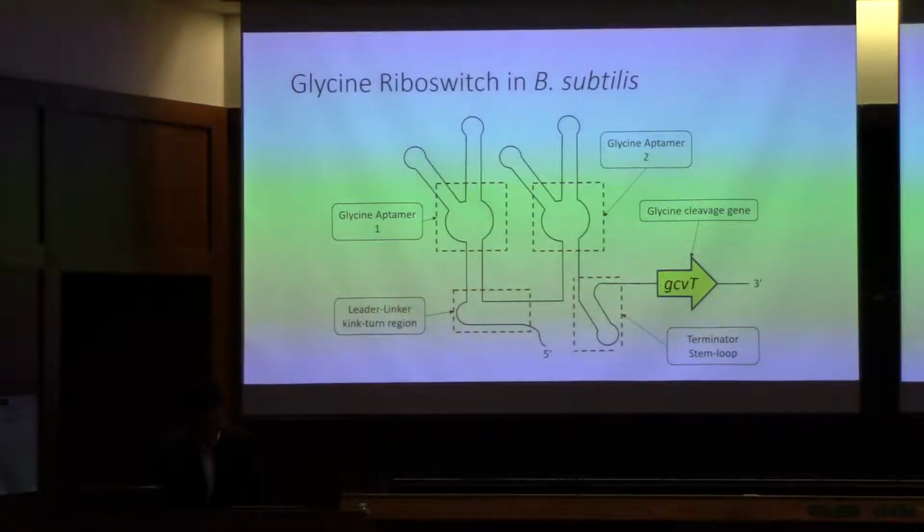During in vivo studies, when people did not include the leader-linker kink-turn region, they found that this riboswitch needs to bind glycine to both aptamers, that's cooperativity, in order to work. But after people discovered the leader-linker kink-turn region and included that in their in vitro studies, the riboswitch binds independently, in that it loses its cooperativity.